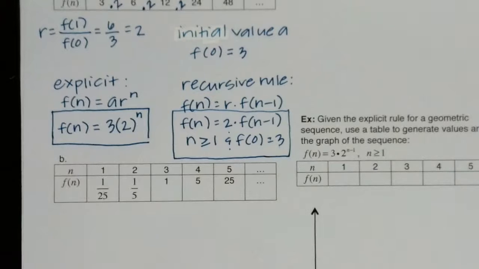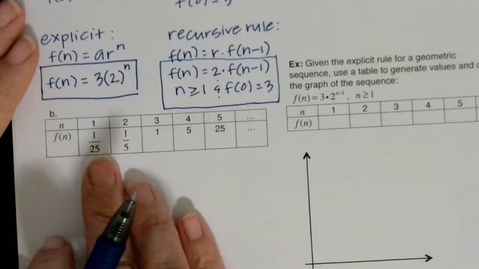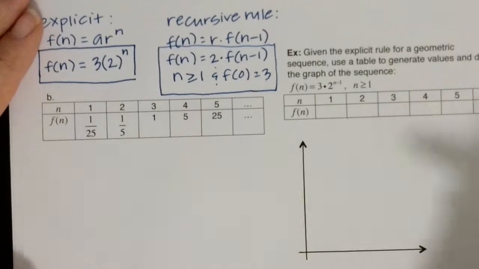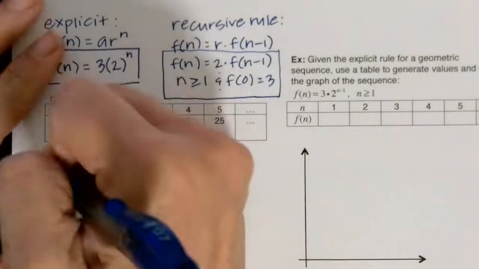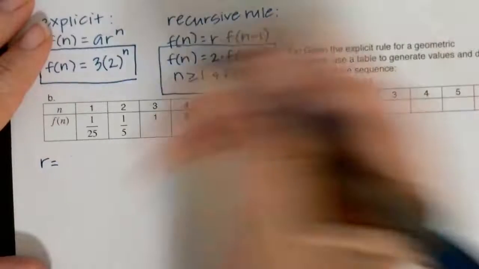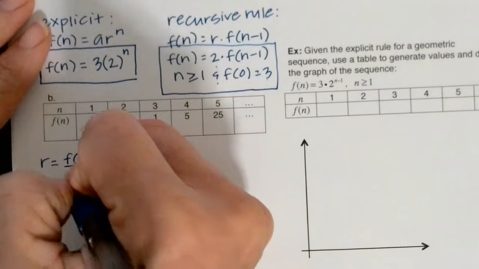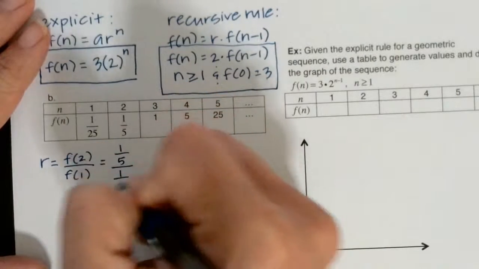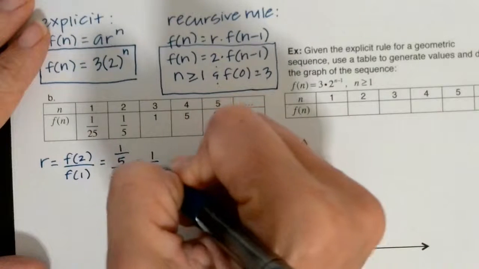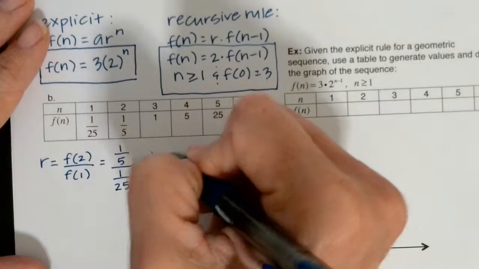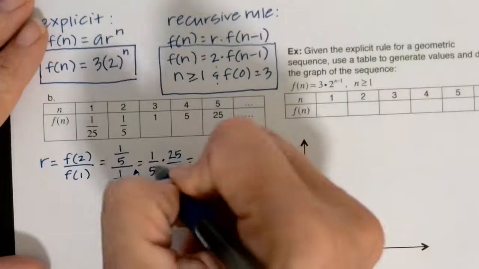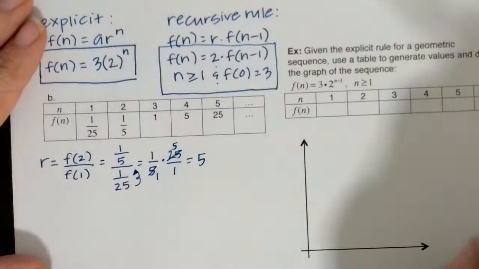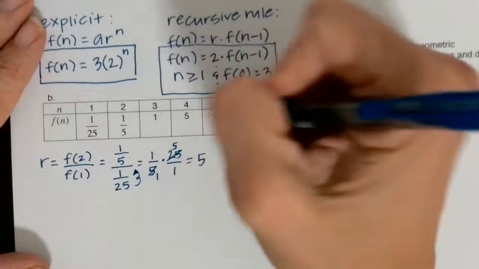Okay? All right, let's pick up the pace a little bit. Now we're trying to figure out what this pattern is. When you do this one, you can definitely do the math of f of 2 divided by f of 1, which is 1/5 divided by 1/25. Because we're dividing, we're going to copy dot flip. And then 5 goes into 5 once, 5 goes into 25 five times. 1 times 5 divided by 1 is 5. So there's my r.